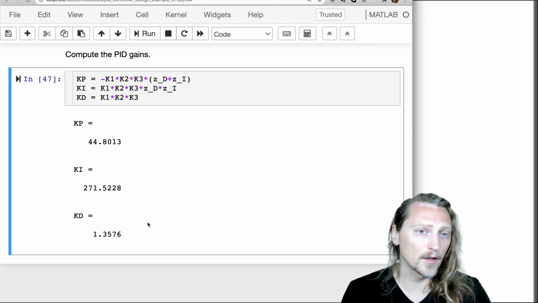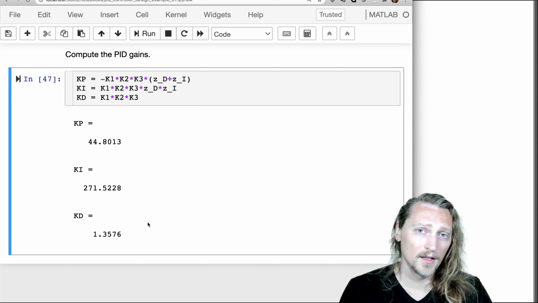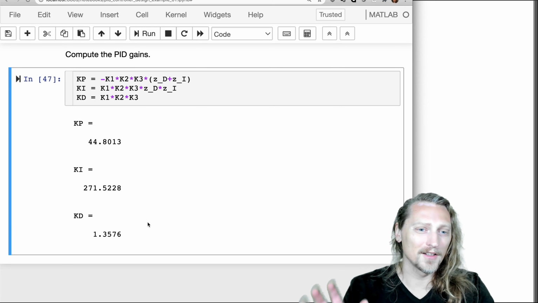So that is how to go through the design process for a PID controller, and to go back and figure out what the proportional gain is, the integral gain, and the derivative gain are.